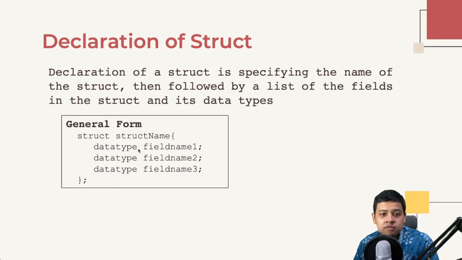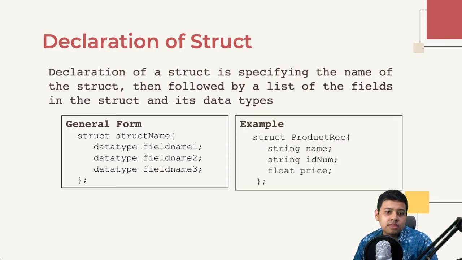The data type, for example, if the product code is string, then string product code, string product name, and then integer product price, or float in this example. Yeah, just like this one.